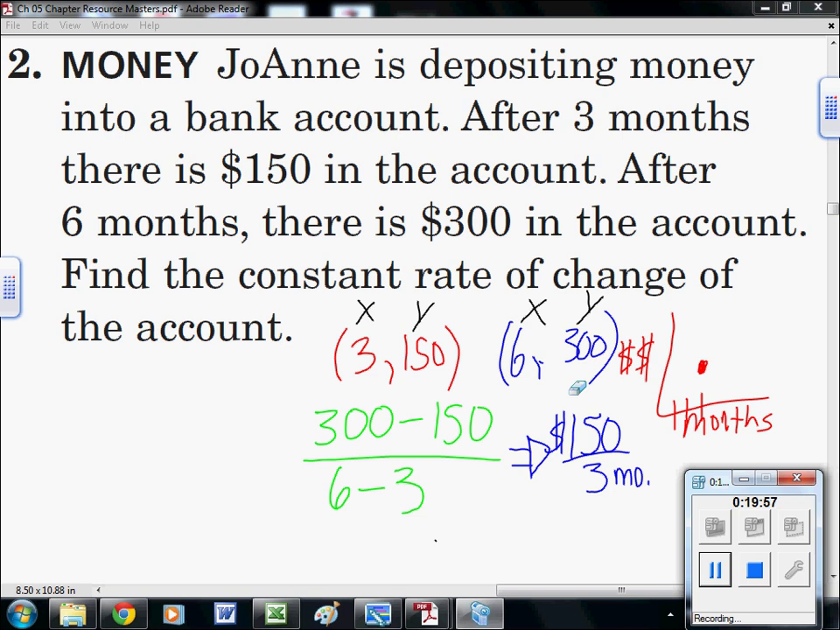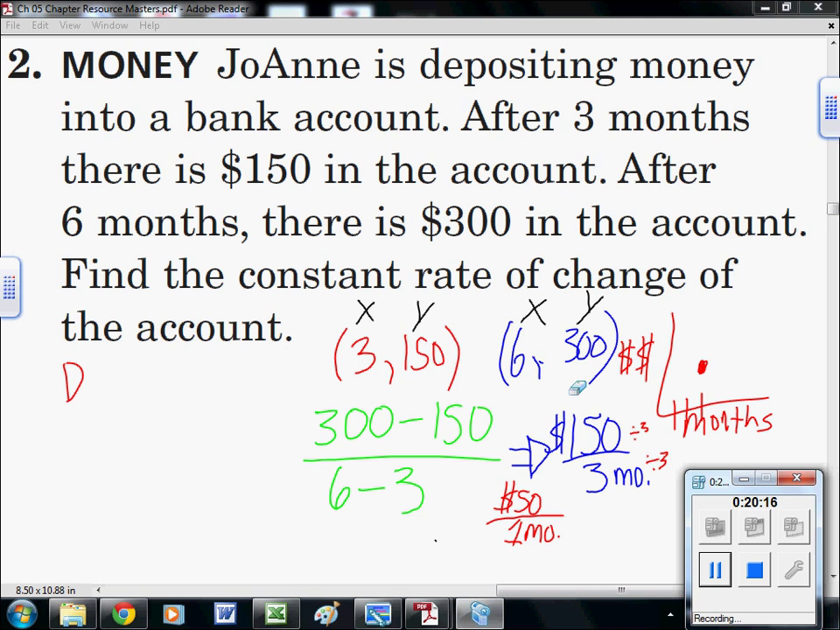150 over 3, well, 3 goes into both of those. So you're simplifying fraction skills, divide by 3, divided by 3. So 3 goes into 150 fifty times. So that's going to be $50, and 3 goes into 3 one time, so 1 month. So that means $50 per month.